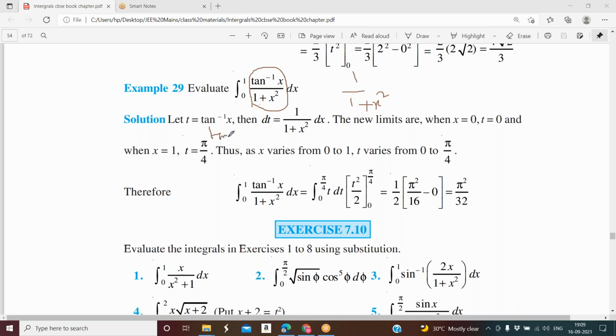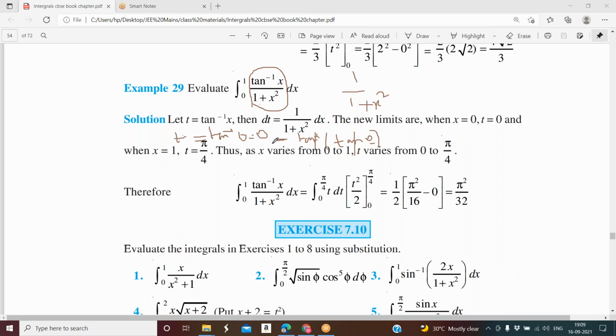Tan inverse 0. What is the value of tan inverse 0? It is 0. How is it 0? For what angle will you get 0? Tan 0 is 0, right? So tan inverse and tan will get cancelled, and you get 0. So t equal to tan inverse 0 is equal to 0. That is your lower limit.